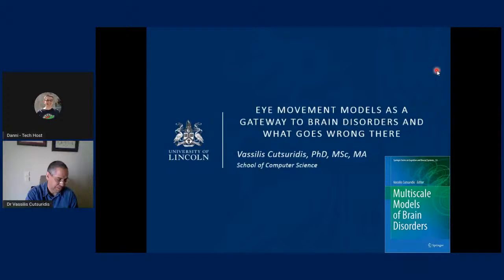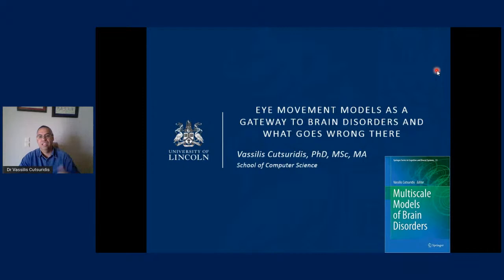Okay. Well, welcome everybody. My name is Vasilis Koutsouridis, and I am part of the faculty of the School of Computer Science in our university. The title of my talk today is about eye movement models as a gateway to brain disorders and what goes wrong there. I recently published a book on this that I'm going to talk about today. It was published by Springer, and the title of the book is Multiscale Models of Brain Disorders.